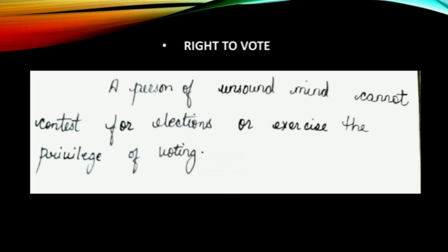Lastly, we have the right to vote. A person of unsound mind cannot contest for election or exercise the privilege of voting. That means a mentally ill person is not allowed to vote because his mind capacity is unable to make judgments.